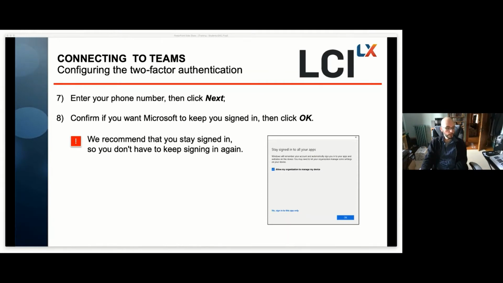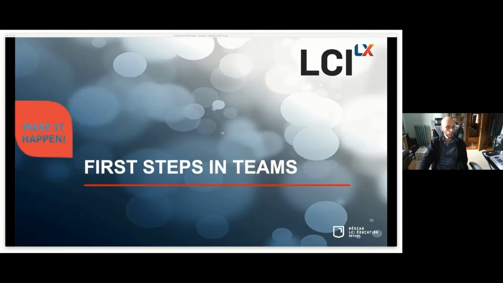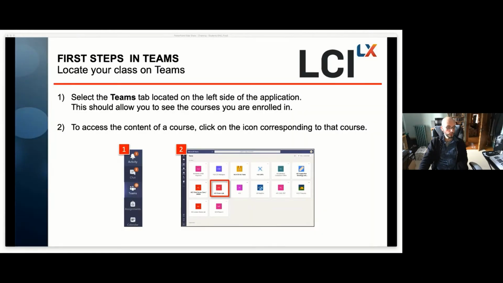So you should be good once you understand that you need to link your phone and your Microsoft Authenticator app. You're going to be set. So that being said, now you have access to your Microsoft account. You should be good to go. So once you're in Teams, what do you do?